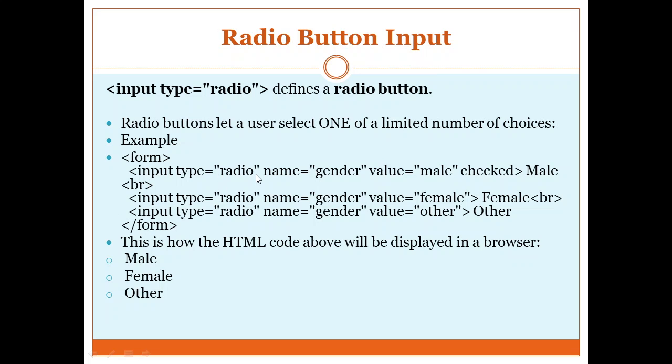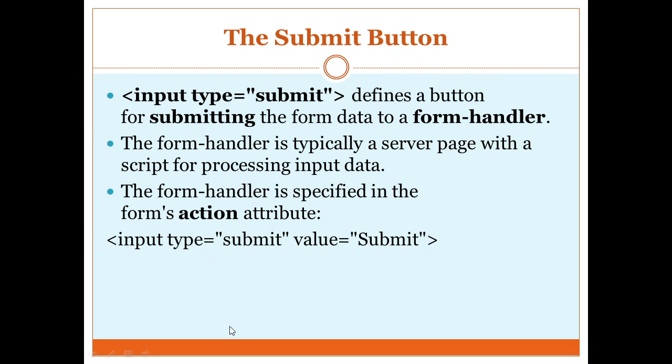The input type is equal to radio, name is equal to gender, value is equal to male. It can be checked; by default, the first value should be the checked one. Next, the name is equal to gender, value is equal to female, and the female option is shown here. And the type is equal to radio, name is equal to gender, value is equal to others, which is shown here.